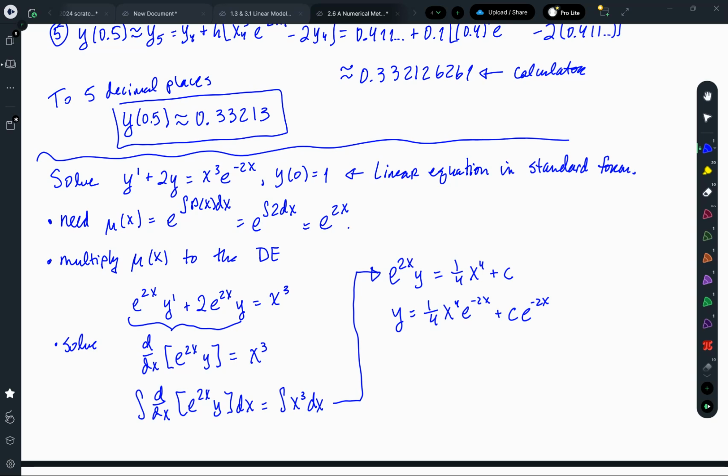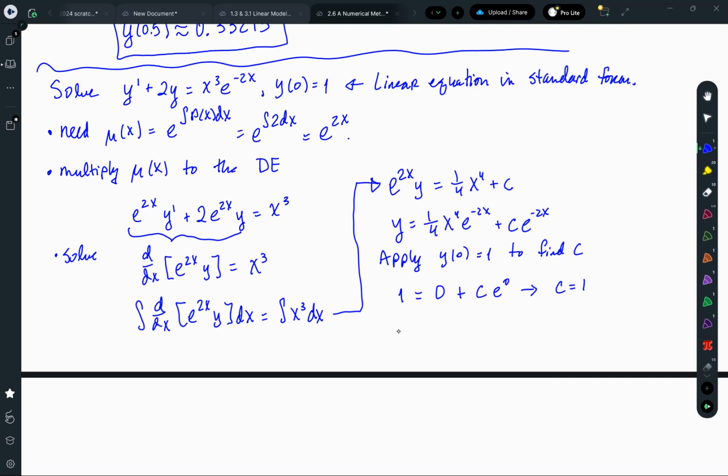Okay, now apply y of 0 equals 1 to find c. So if y is 1, we get 1 equals, x is 0, so we get 0 in the first term, plus c e to the 0. This tells me c is equal to 1. So my final solution, y of x, is equal to 1/4 x to the fourth e to the minus 2x plus e to the minus 2x.